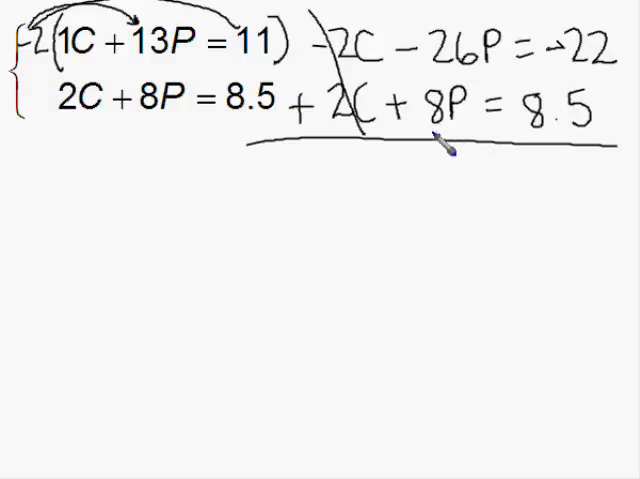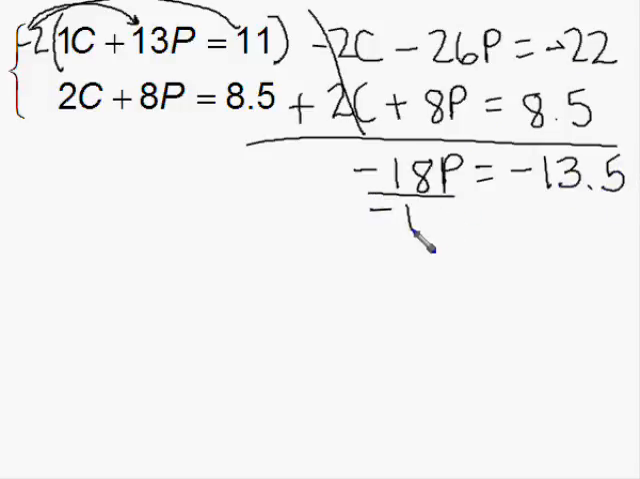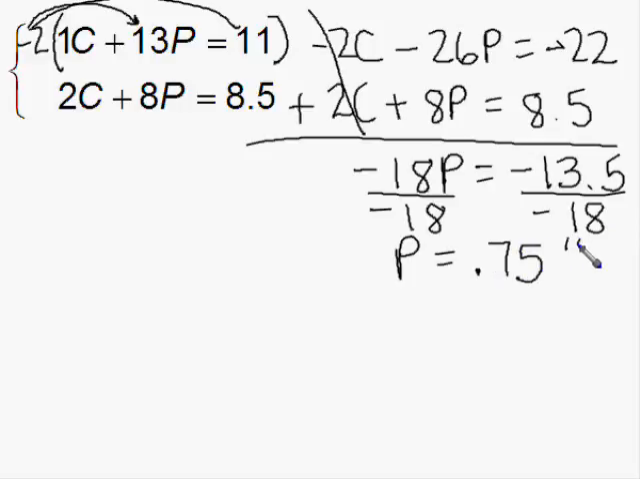Now, opposites can zero out by adding. So zeroing out the c's, we're going to get negative 26p plus 8p is a negative 18p. And a negative 22 plus 8.5 is a negative 13.5. So dividing both sides by negative 18, we get that P is equal to 3/4 of an inch.